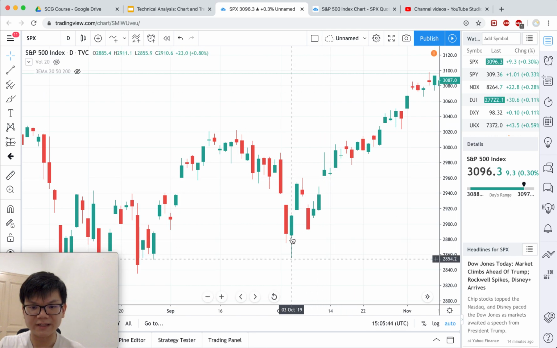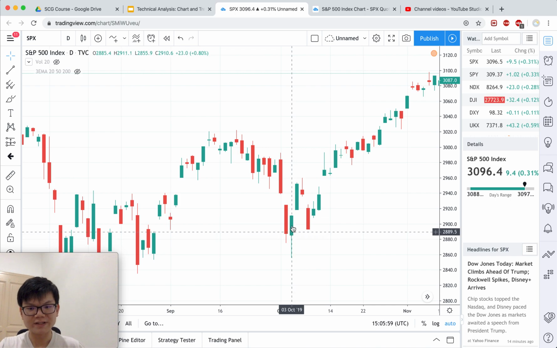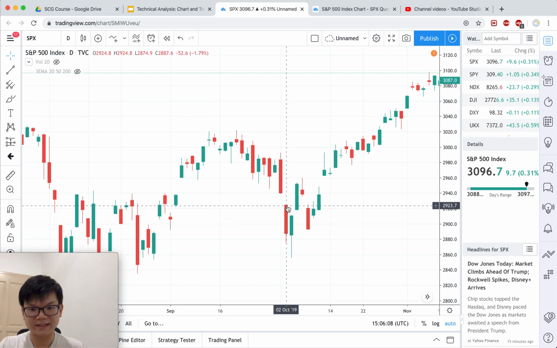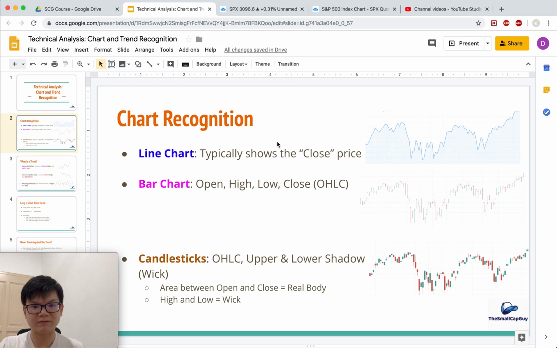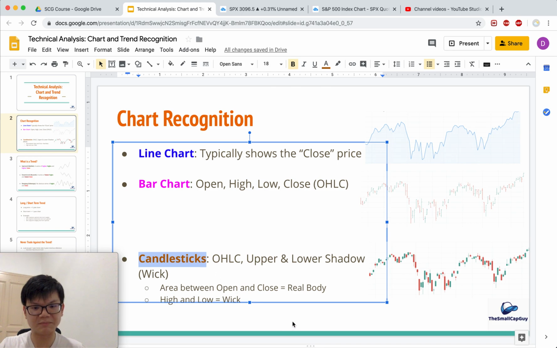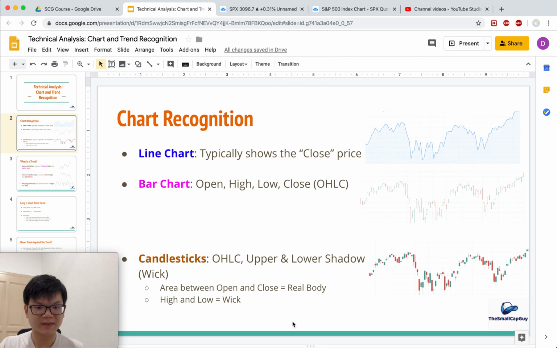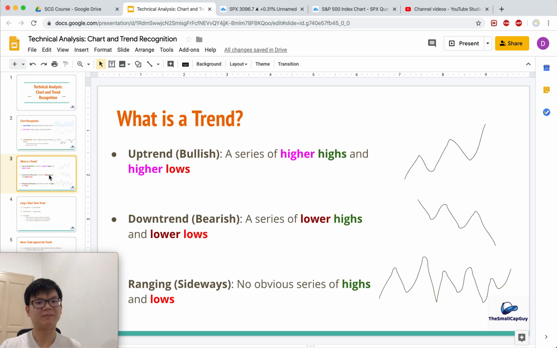Let's say for this example again, the opening and closing are filled with the real body, and from the opening to the low, that is the wick. For green candles, it means that the closing price is higher than the opening price, and for red candles, the opening price is higher than the closing price. So this is all about the chart, and no worries, I will talk in depth about candlesticks in much later chapters. So next we will talk about trend.